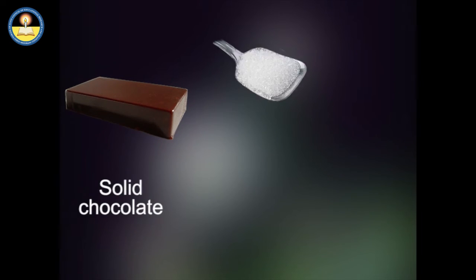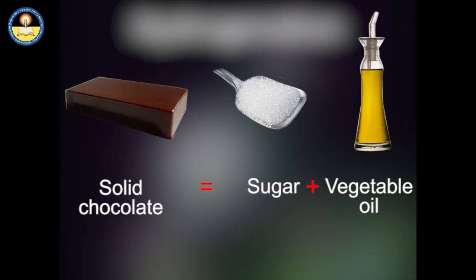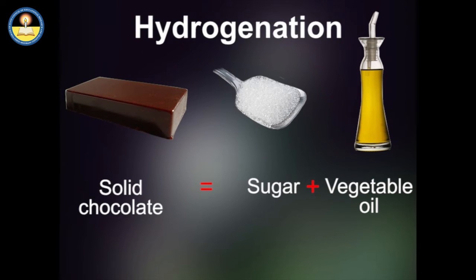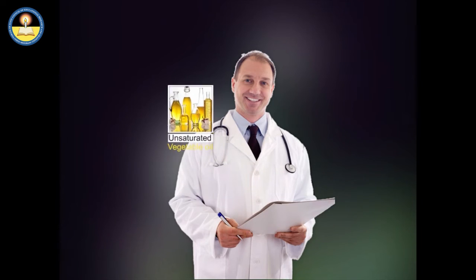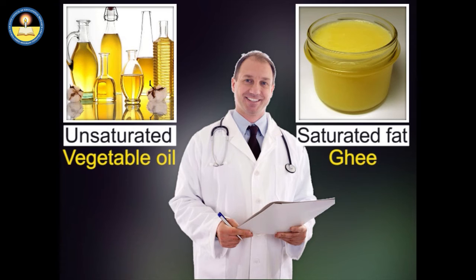The process of making solid chocolates, which are nothing but sugar-coated saturated fats, is done by hydrogenation of liquid vegetable oils. Nowadays, doctors recommend that unsaturated vegetable oils are good for health in comparison to saturated fats like ghee.